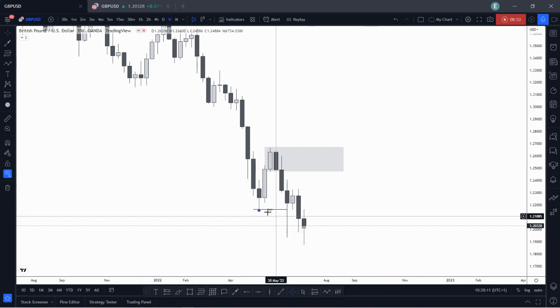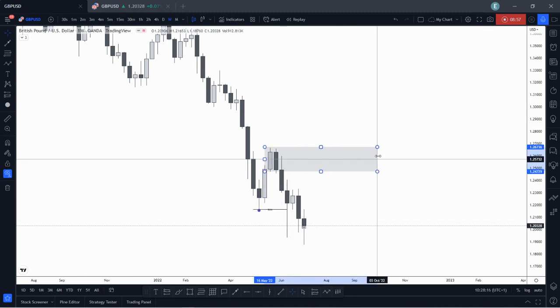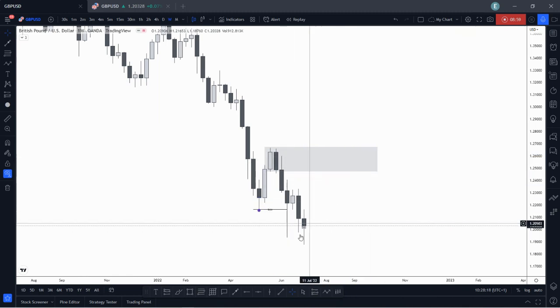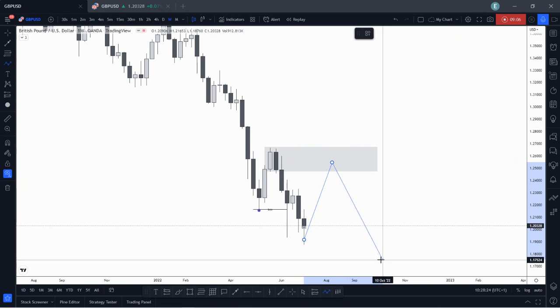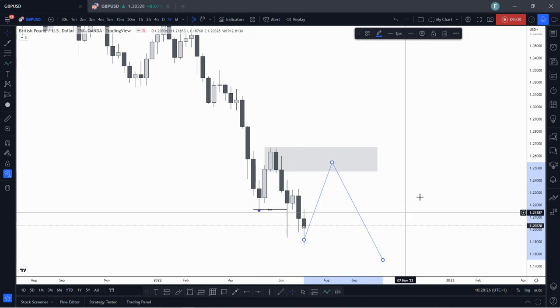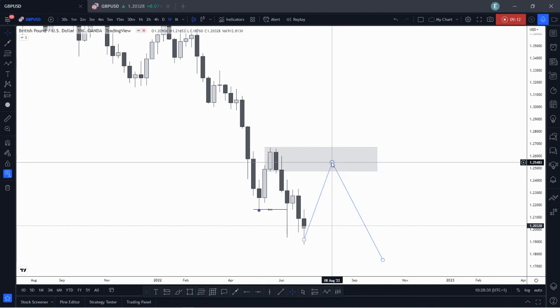The market has broken this low, and after breaking this low, following the weekly order flow, which is bearish, we could expect the market to come into this order block and possibly continue the downward movement. We can't say yet until the market gets to this order block and tells us what.